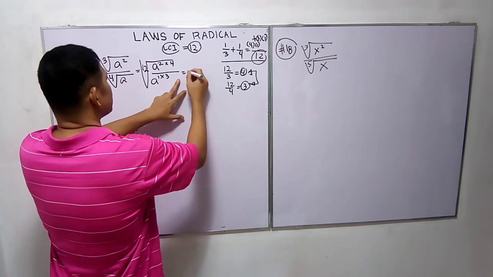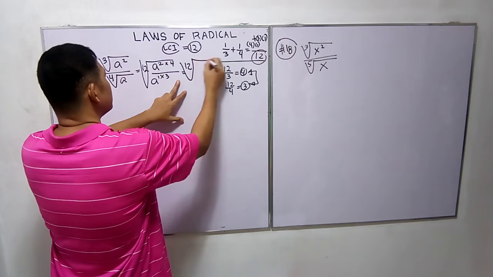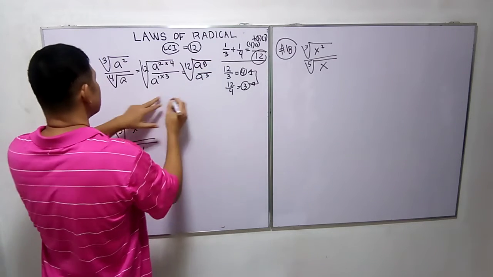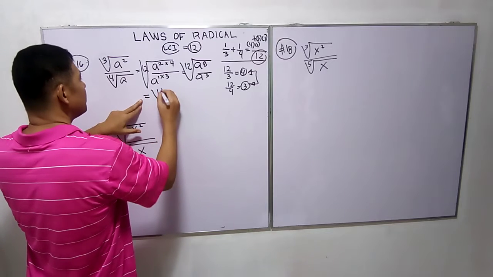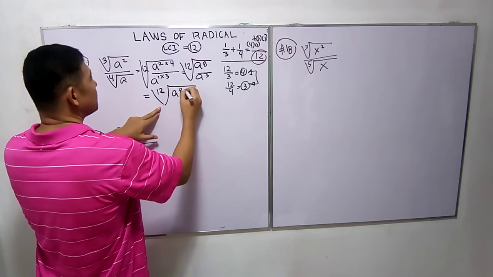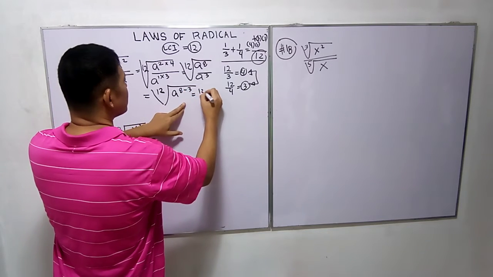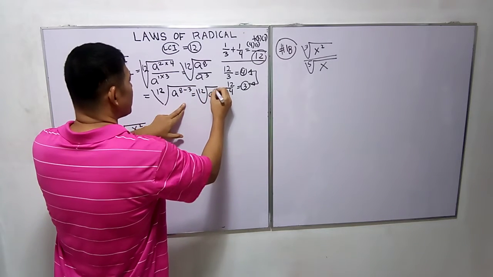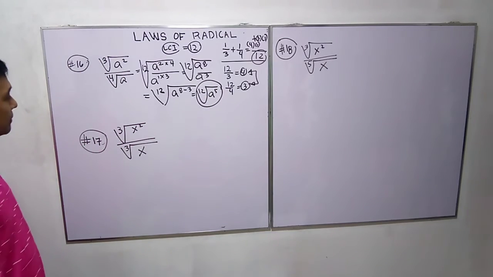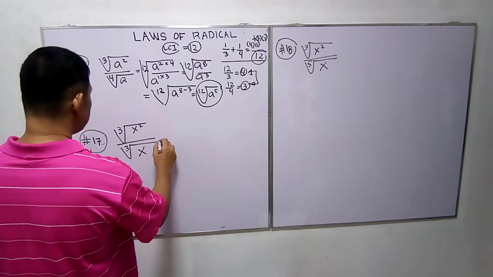So, ang lalabas po rito ay 12 root of A to the power of 8 over A to the power of 3. So, mangyari po rito ay 12 root of A to the 8 minus 3 is equals to 12 root of A to the power of 5. So, ito po ang answer natin sa number 16. Punta po tayo dito sa number 17.